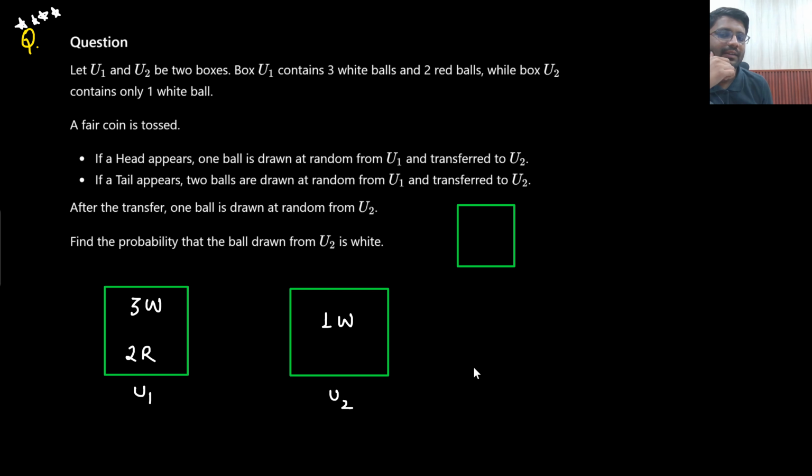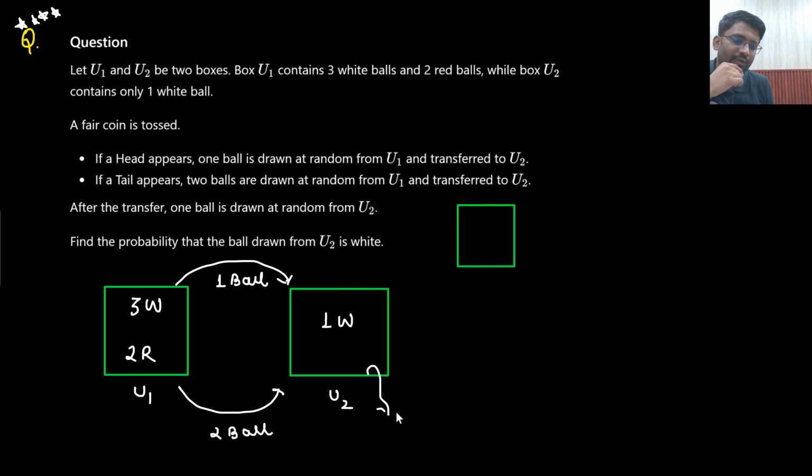If you are getting head, then one ball is drawn from U1, and it is transferred to U2. And if you are getting a tail, then two balls are drawn. One ball could be drawn, or two balls could be drawn, and it is transferred from U1 to U2. After the transfer, one ball is drawn from U2. Find the probability that the ball drawn is white.